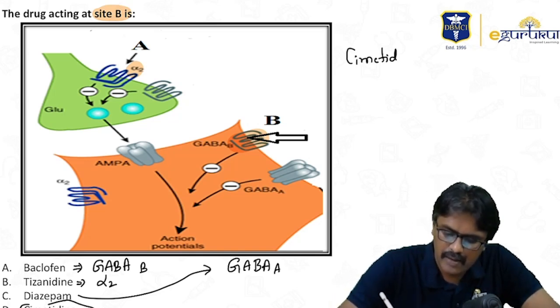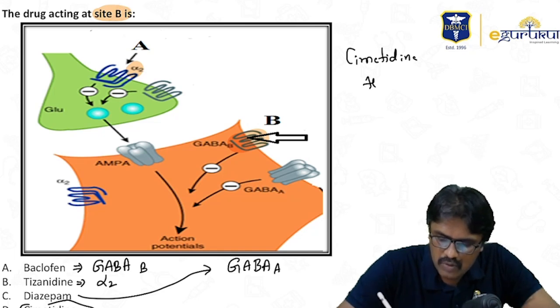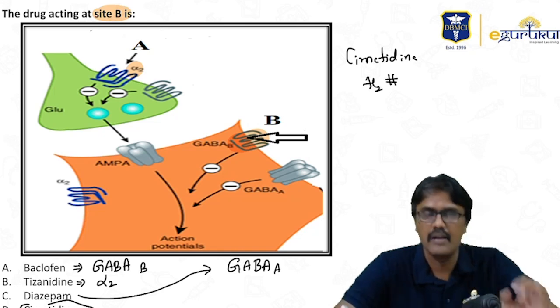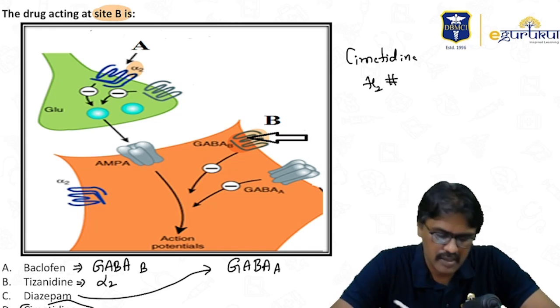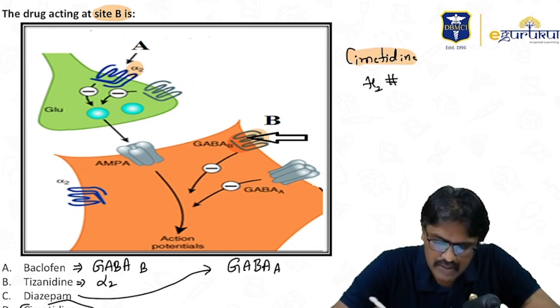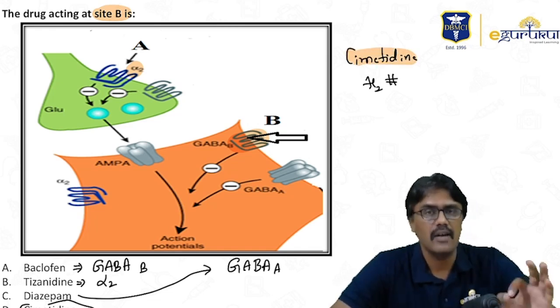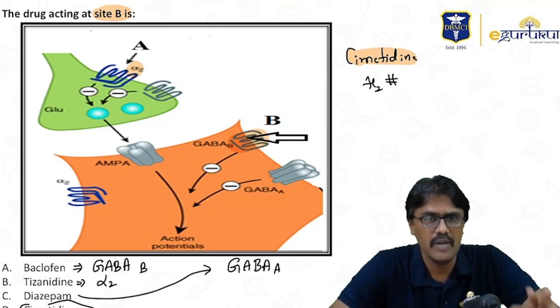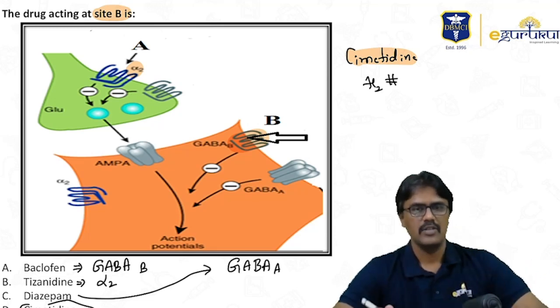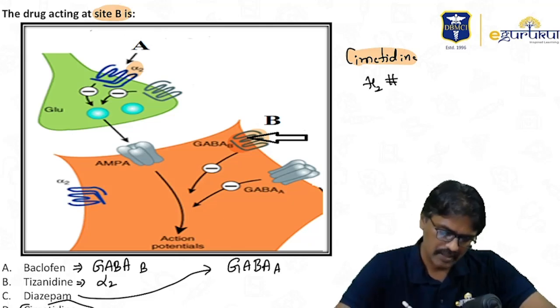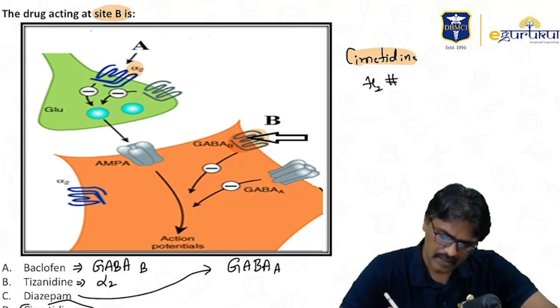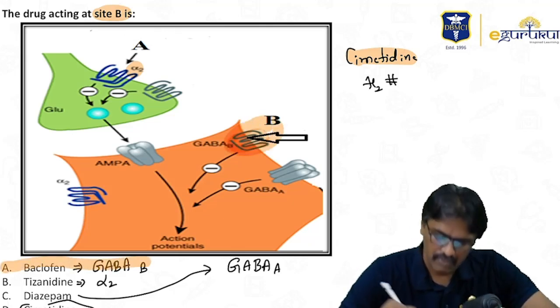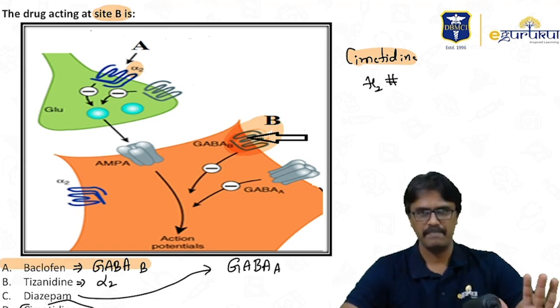So what is cimetidine? Cimetidine is an H2 blocker and it is a drug used for peptic ulcer disease, but nowadays we are not using it because it is an enzyme inhibitor. It can cause gynecomastia, loss of libido in males. That's why it is not used. So answer for this question, the drug acting at site B, that is GABA B, is baclofen, guys.